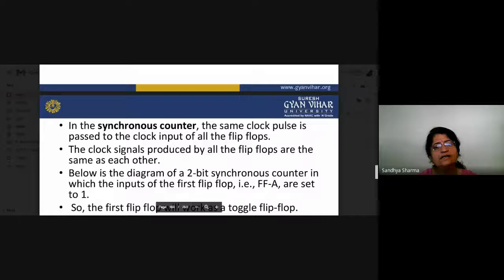You have to clock all the flip flops at the same time. The clock signal given to all the flip flops is the same. Below is the diagram of a 2-bit synchronous counter. We will also see the logic diagram. You can see here, these are the clock signals, and these are given to both the clock inputs at the same time. And now you are providing J and K high logic, and the output of this is again given J and K high logic.